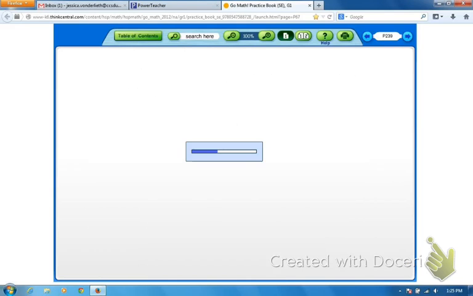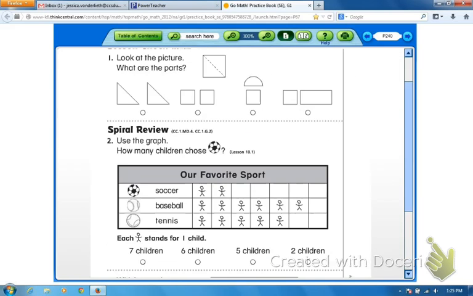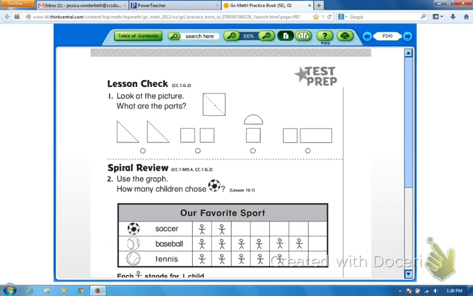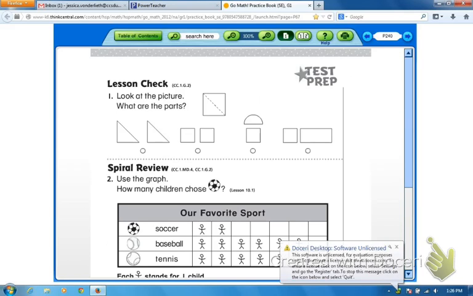On the back side of the homework, the first one says, look at the picture, what are the two parts? So if we cut the square in half on a diagonal, we would be able to see the two parts a square is made of. If we decompose it, it is two triangles.